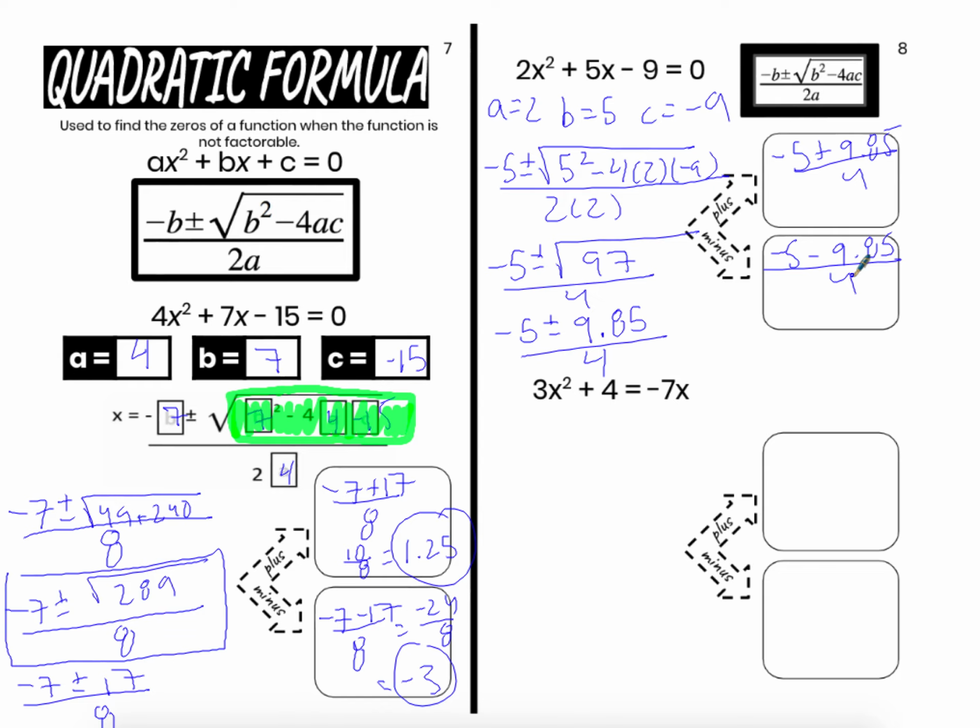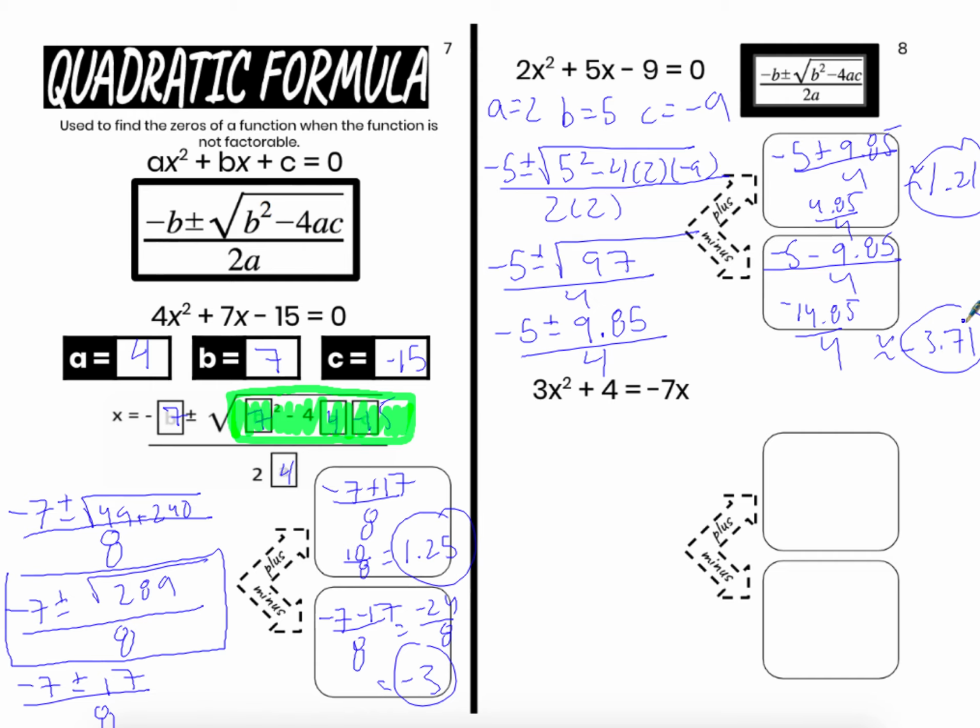So -5 plus 9.85 is going to be 4.85 divided by 4. This is very unpleasant with a cell phone calculator, which is about 1.21. -5 minus 9.85 is -14.85 divided by 4, which is about -3.71.